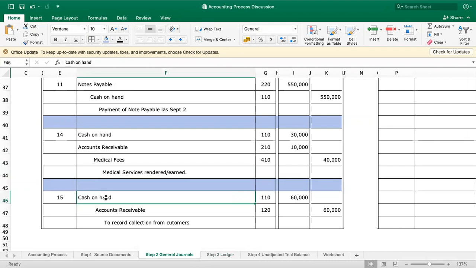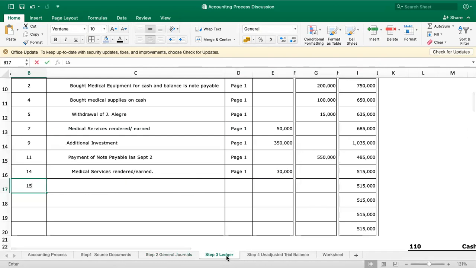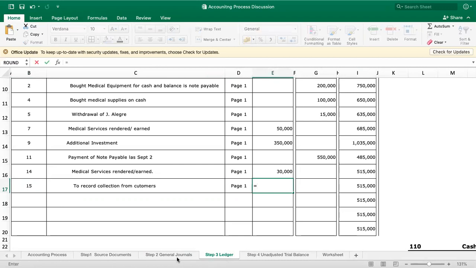Okay. Next, we have September 15, meron na namang cash on hand. So this is our collection from customers, 'di ba? So September 15, collection from customers, naka-debit yung account natin 60,000. This is from page 1 again, naka-debit, so 60,000. Okay, so this is yung balance natin, running balance ng cash natin, 575,000.